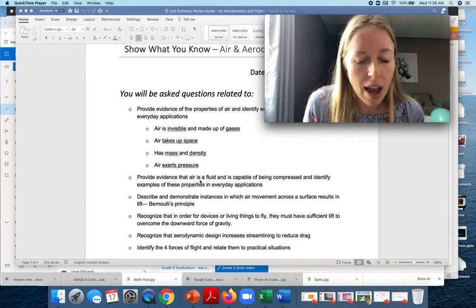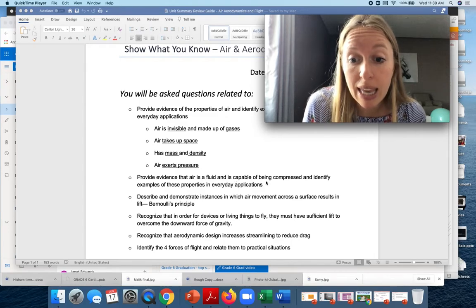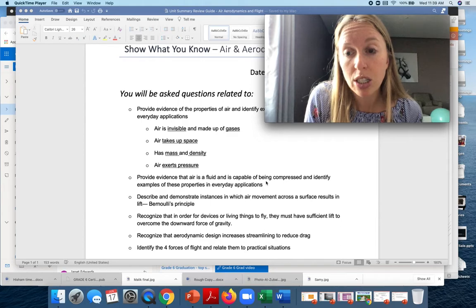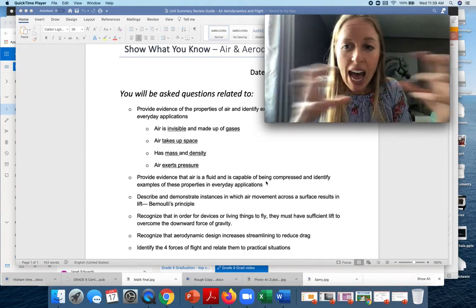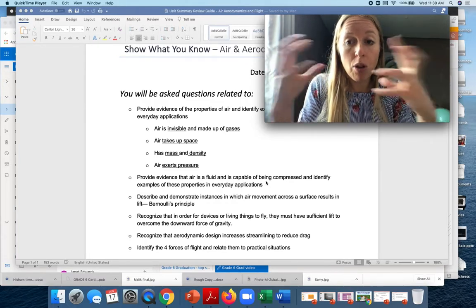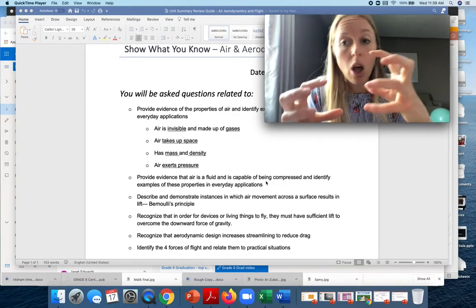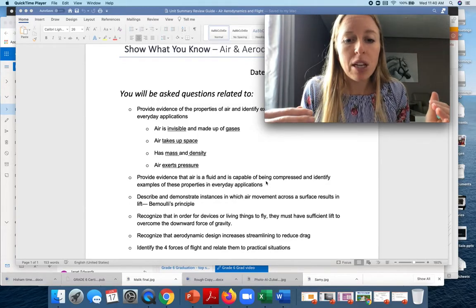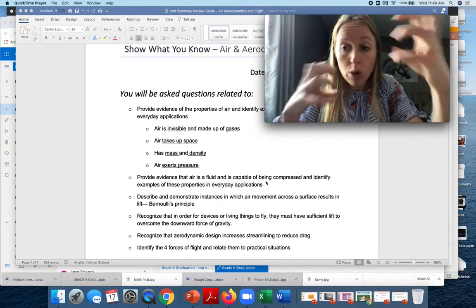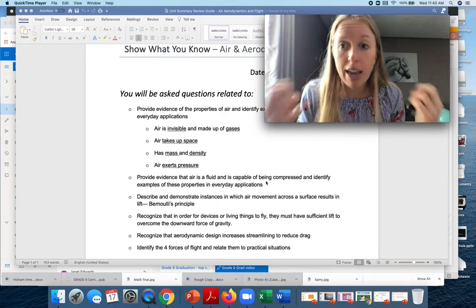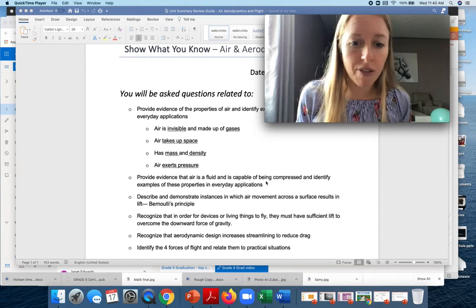Provide evidence that air is a fluid and is capable of being compressed, and identify examples of these properties in everyday applications. For that, we need to know a little bit about the molecules of the air and how when it's warm, they're moving quicker, right? And when they're a little bit slower, a little bit colder, they don't move as fast. And knowing how the molecules can be compressed, we learned about that when we talked about compression of air.